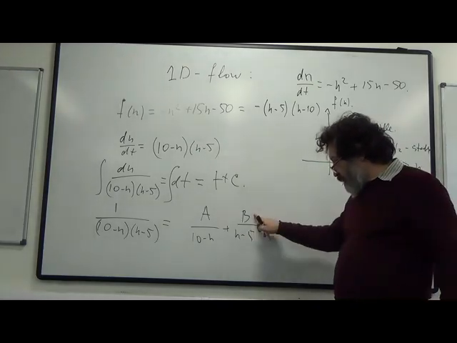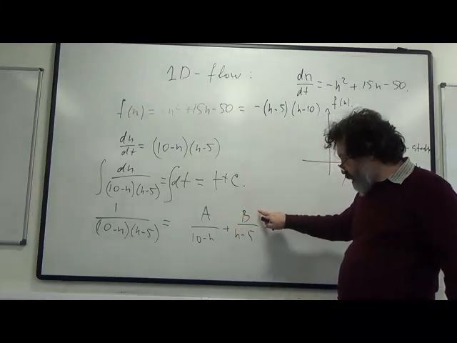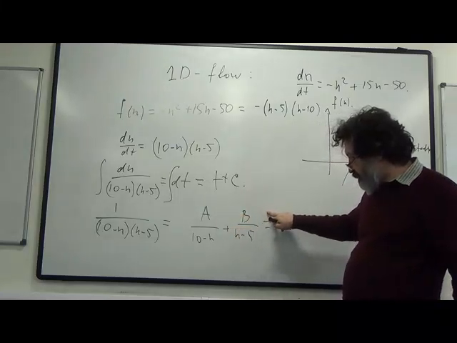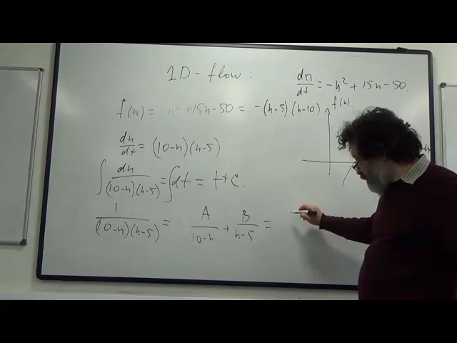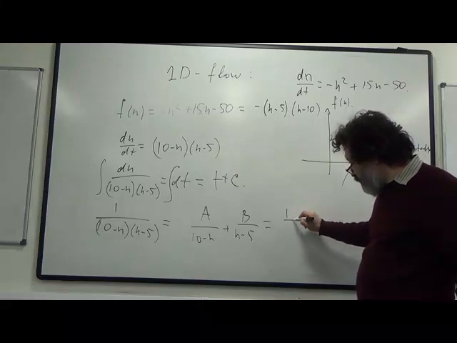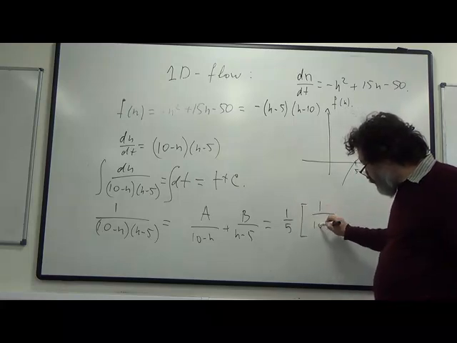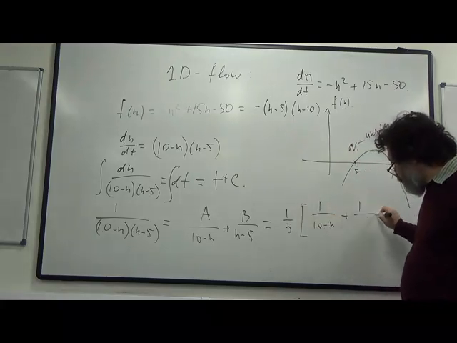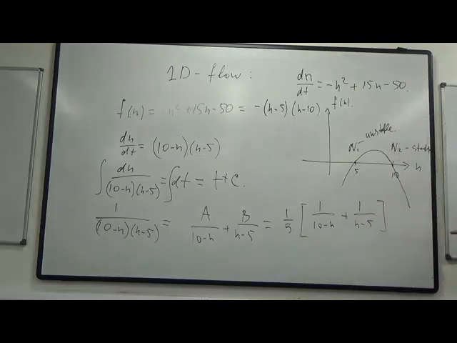So if it's 1 and 1, it will be n minus 5 plus 10 minus n. It will be 5 over this. So it should be 1 over 5, I think. It will be 1 over 5 times 1 over 10 minus n plus 1 over n minus 5. Can you check is it correct or not? Yeah?